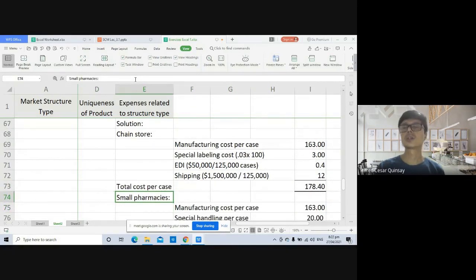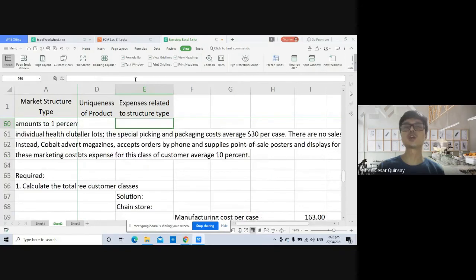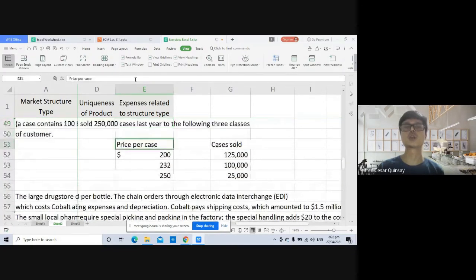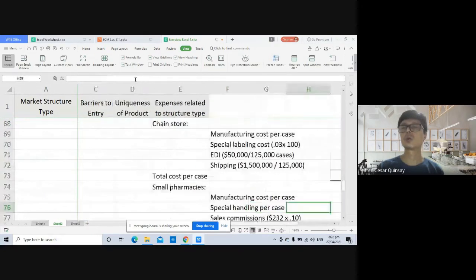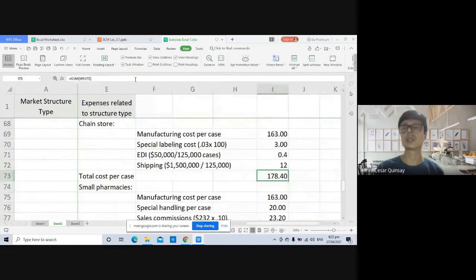Ayan. So magkano yung pinipresyo ni Cobalt? 200, di ba? Sa mga large drugstore chain. So ito yung cost niya doon, 178. So tingin mo meron na siyang kita diyan. Maganda na yan. Tignan muna natin itong small pharmacy.